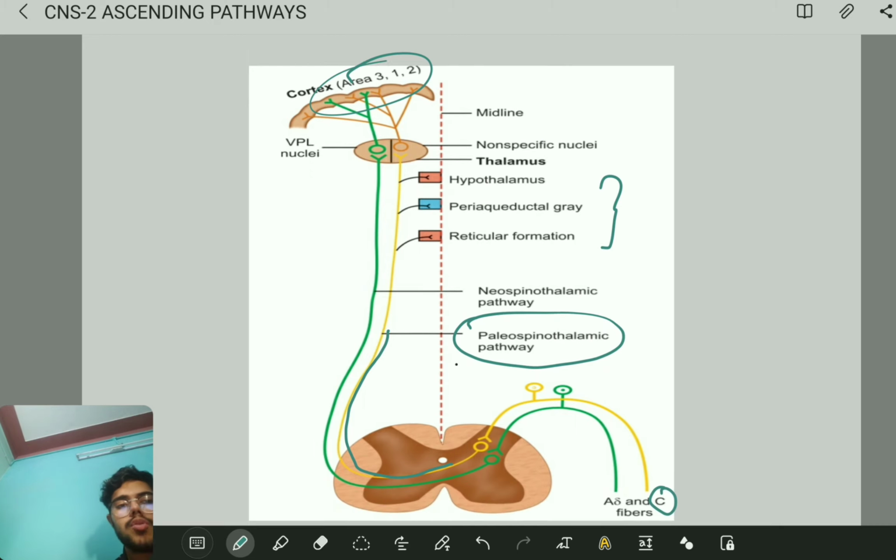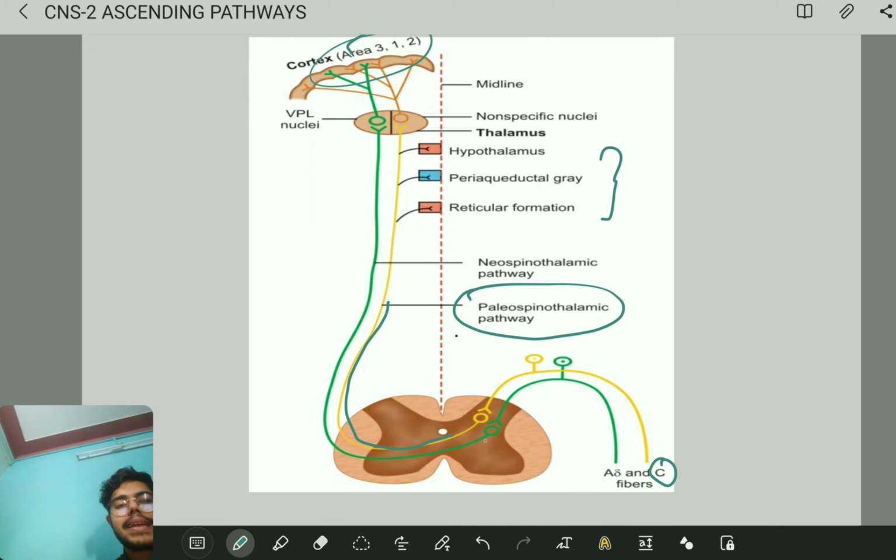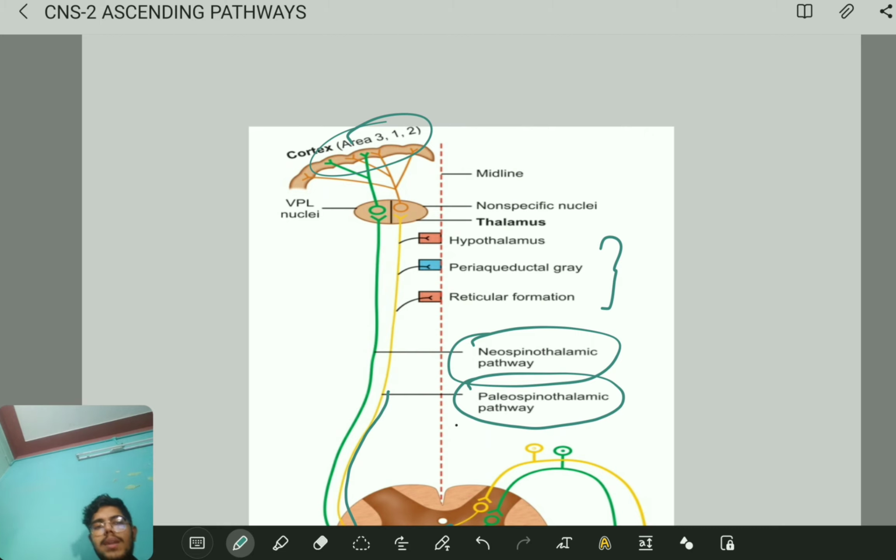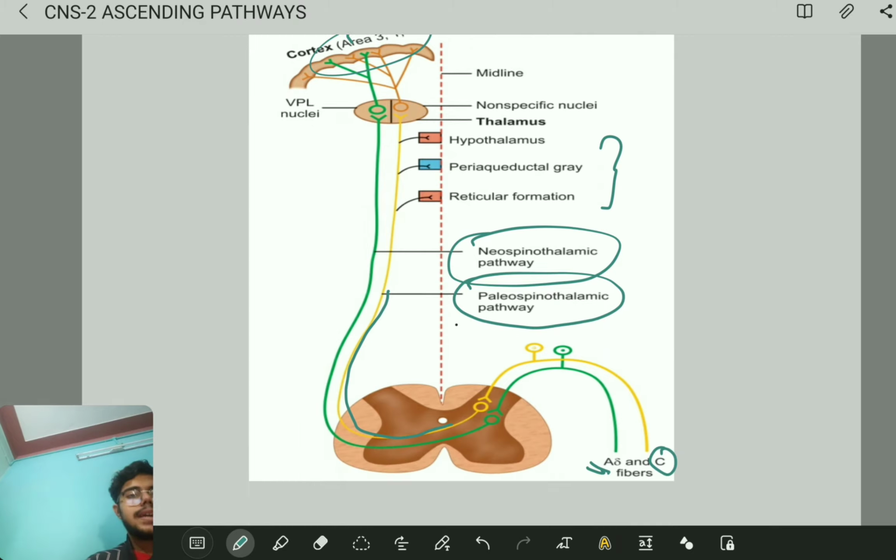Apart from that, the A delta fibers are also carrying sensations through what is called the neospinothalamic pathway. What is neo? New in evolution. That is carried by A delta. It moves to the VPL nuclei and goes to the cortex, areas 3, 1 and 2. Very simple. Okay, fine. Next question.